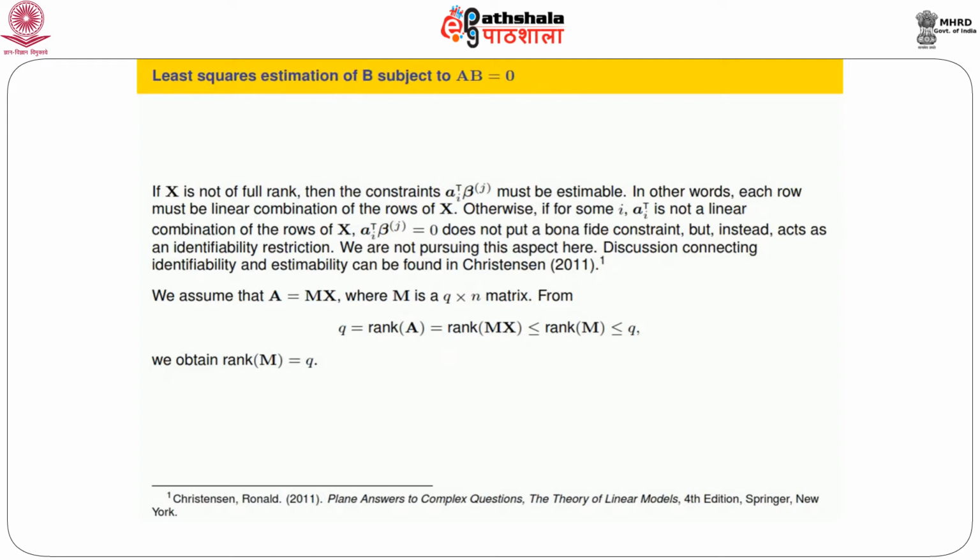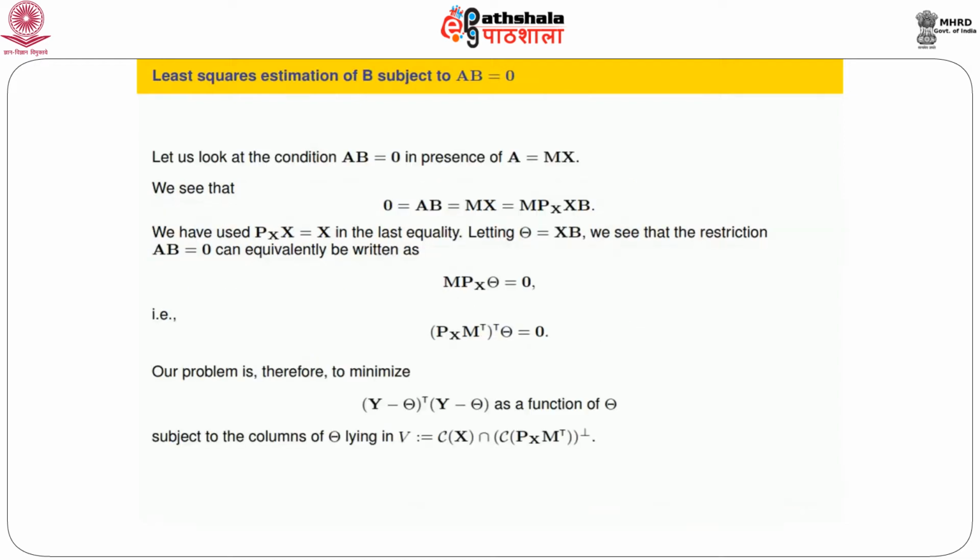So we therefore have to minimize (Y minus theta) transpose (Y minus theta) as a function of theta, subject to the columns of theta lying in this space V, which is equal to script C of X, the column space of X, intersection.